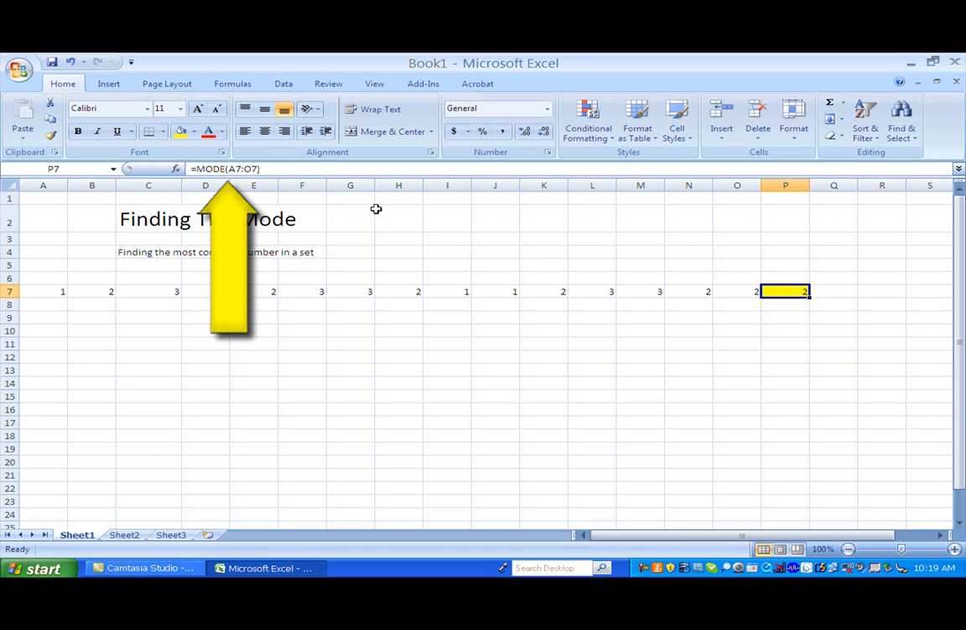Notice the formula bar up at the top. This is different than adding, subtracting, multiplying, or dividing. I pushed equals, mode, parenthesis, A7 through O7, and then I ended the parenthesis. That's how you find the mode. Good luck with this one, guys.